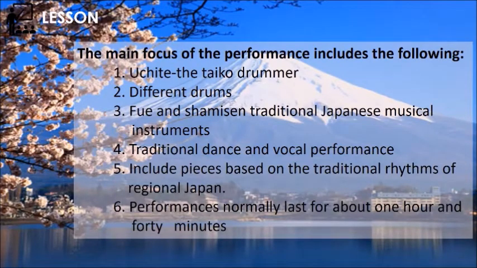The main focus of the performance includes the following. Number one, Ashite, the taiko drummer. Number two, different drums. Number three, Fue and shamisen, traditional Japanese musical instruments. Number four, traditional dance and vocal performance. Number five, pieces based on the traditional rhythms of regional Japan. And number six, performances normally last for about 1 hour and 40 minutes.